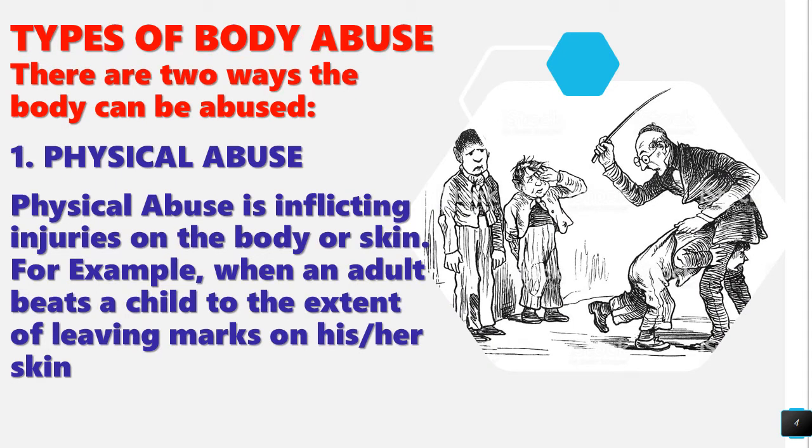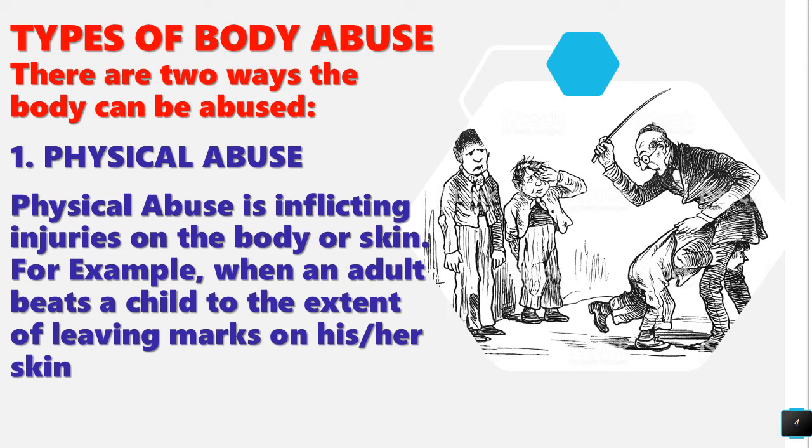We have two types of body abuse: physical abuse and sexual abuse. First, we'll be talking about physical abuse. Physical abuse is inflicting injuries on the body or skin.